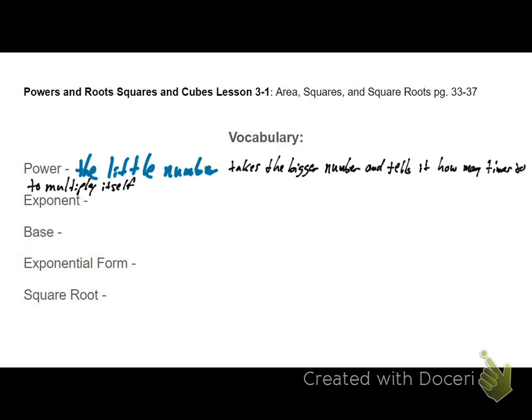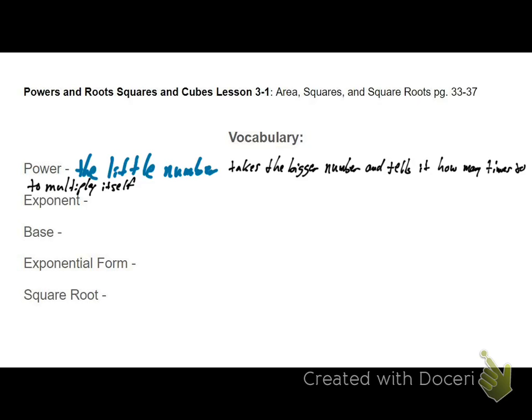Sounds like me talking. All right, so all that basically is right. The power basically is the little number that tells the other number, which just happens to be the bigger number, how many times it can multiply by itself. Okay, so that's what's called layman's terms.